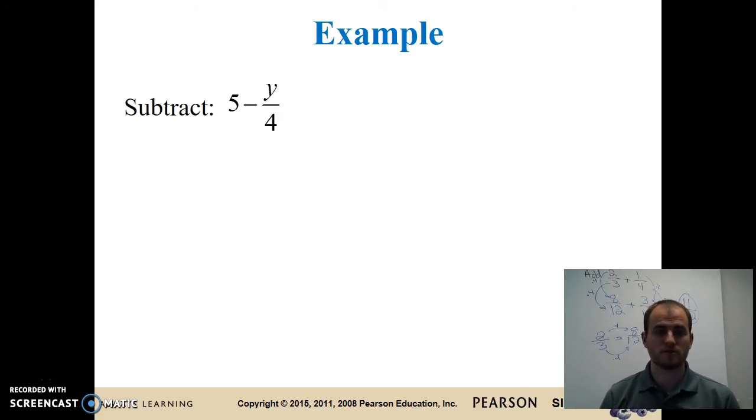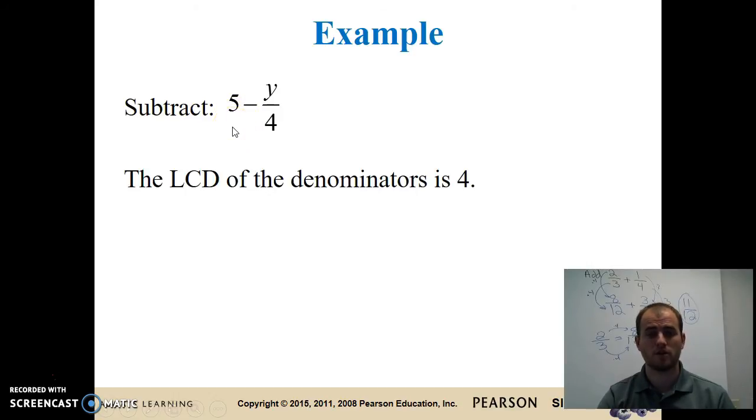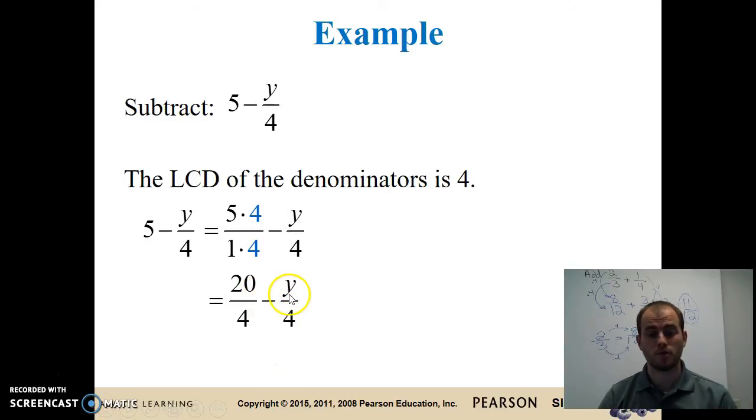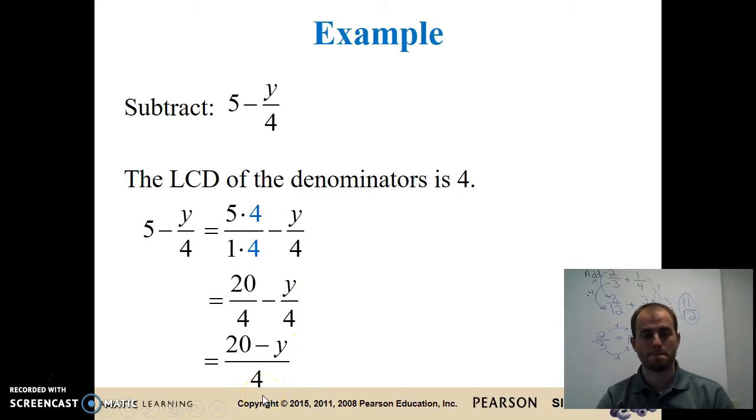And one more of these. Subtract 5 minus y over 4. Remember, if it's just 5, it's 5 over 1. Okay? So the LCD of 5 over 1 and 4 is 4. So the first one you need to multiply by 4, and you'd get 20 over 4, which is the same thing as 5, minus y over 4. Now we can subtract them because we have a common denominator of 4. So you get 20 minus y, which you can't simplify, so you leave it as 20 minus y all over 4. And again, those get a little bit more confusing when you have the variables involved.